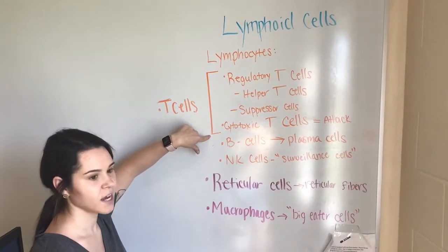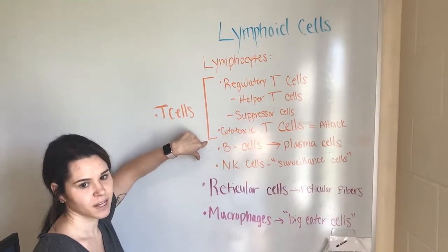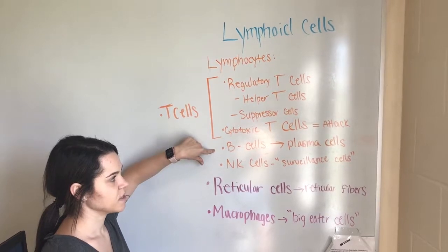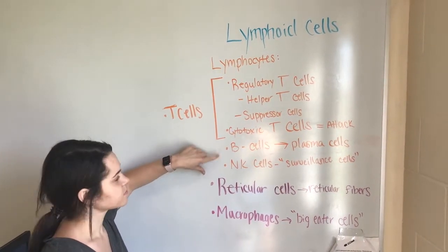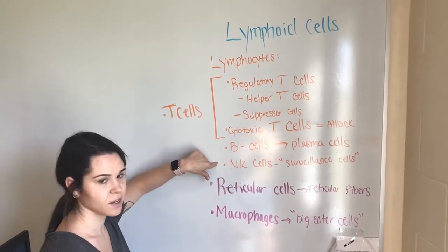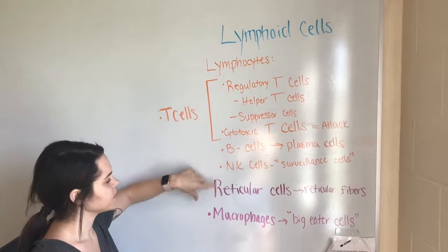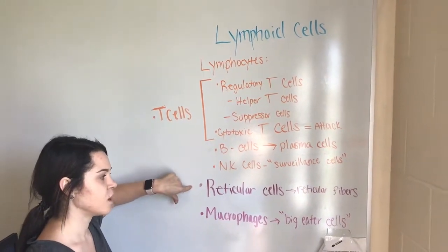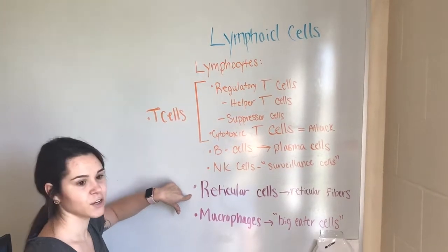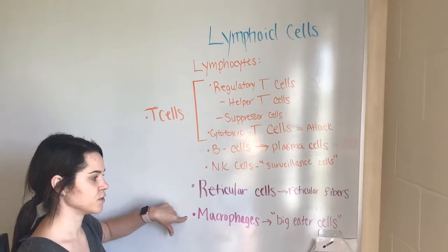Cytotoxic T cells attack normal cells that contain viruses, and cancer cells. B cells turn into plasma cells that make antibodies. NK cells, also known as surveillance cells, are natural killer cells and they don't need a stimulus to kill. Reticular cells also turn into reticular fibers. They make an anchor for cells to hold on to. And macrophages are also known as big eaters.